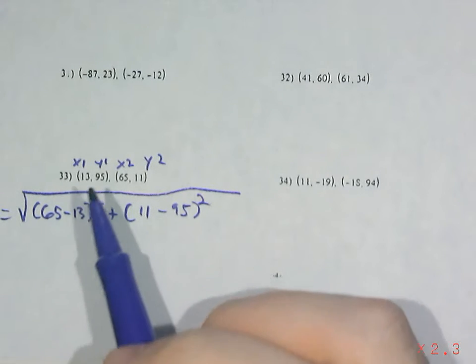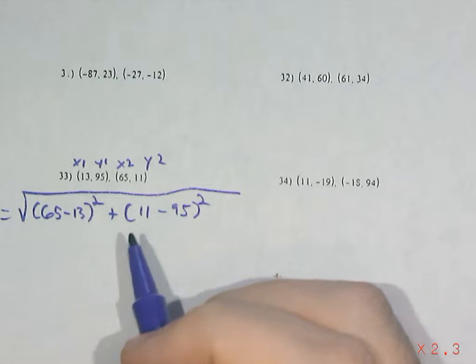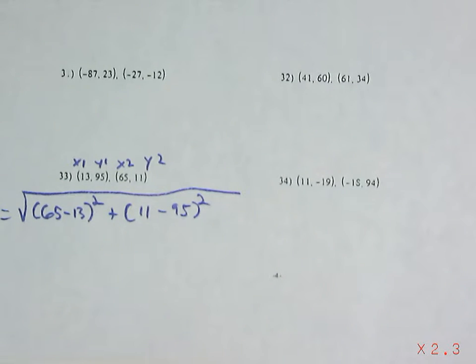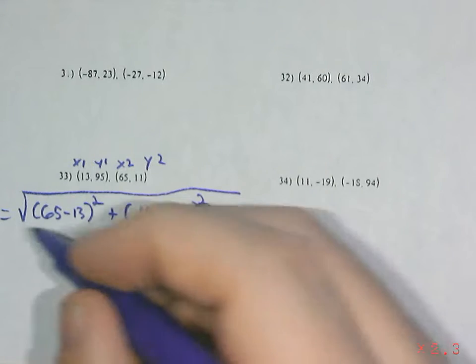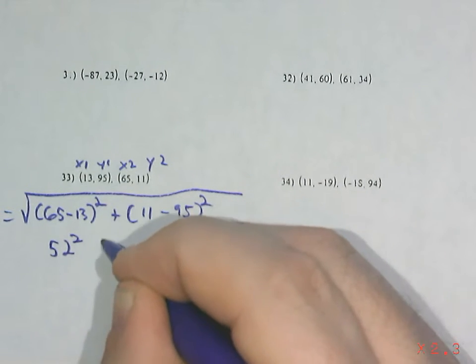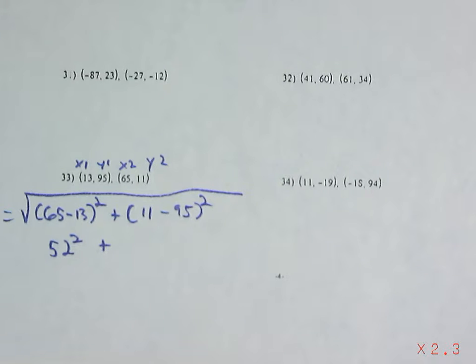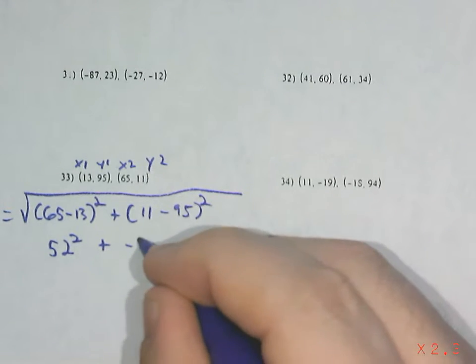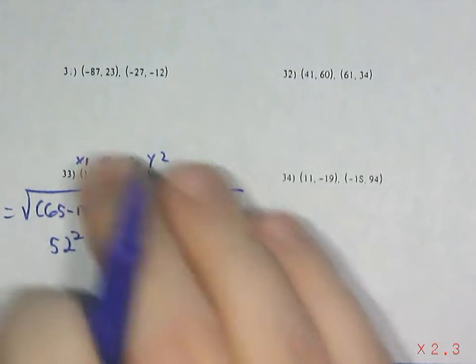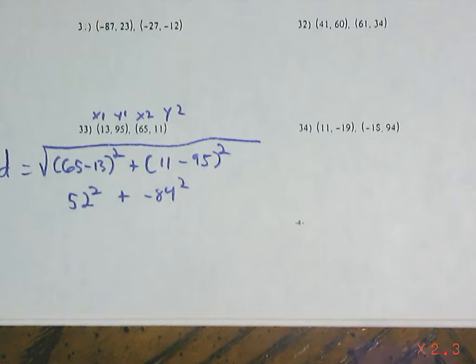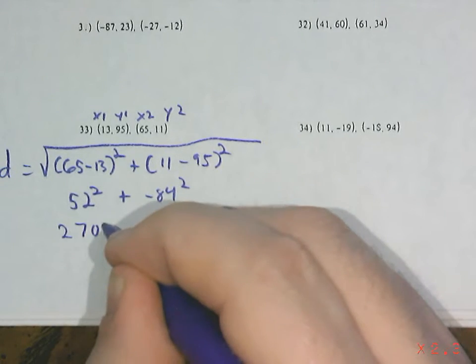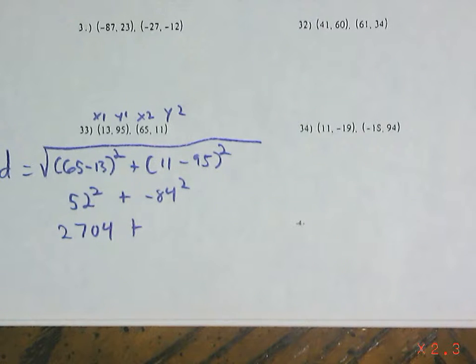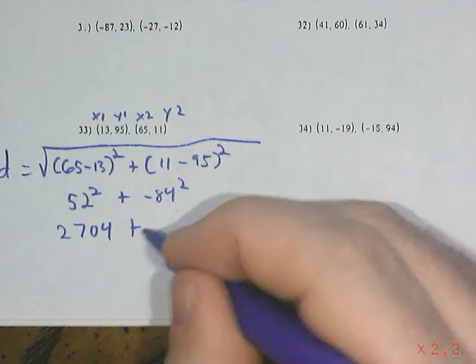Now, order of operations, I do parentheses first, then exponent, then add, and the last thing I'm going to do is the square root. Okay, so let's try 65 minus 13. It's going to give me 52. Then I still have that square there. Plus 11 minus 95 is negative 84 squared. So 52 squared is going to be 2,704 plus negative 84 squared is positive 7,056.